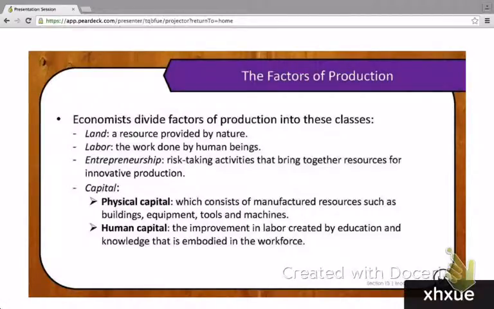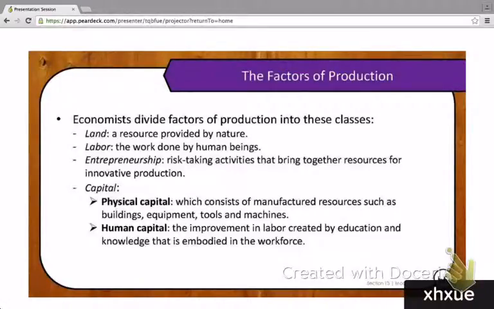divided into 2 different types of capital. Physical capital consists of manufactured resources such as buildings, equipment, tools, and machines. These are not the outputs or goods and services that are sold to consumers. These are the things that are purchased by businesses to use in the making of those goods and services, and they're used over and over and over again. And they're worn out and they eventually have to be replaced after depreciation. So that's physical capital. But human capital is also important too.